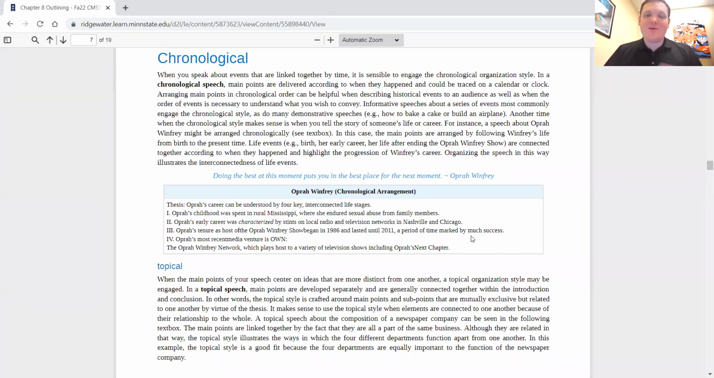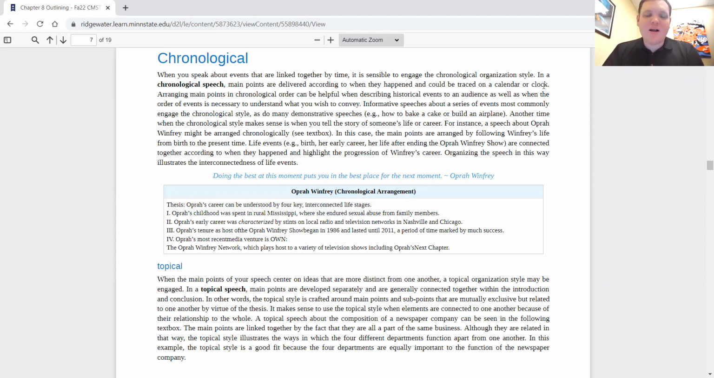It doesn't necessarily need to be a big history over years or decades. It can be over a small period of time too. So in chronological order, do things in the order that they happened. So that could also be a chronological speech. It talks about events that can be traced on a calendar or a clock.